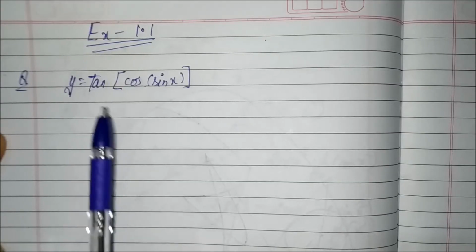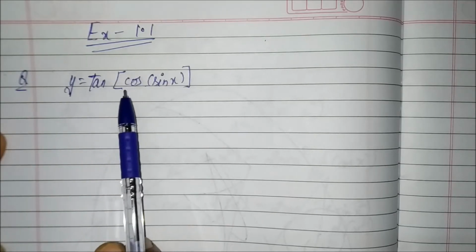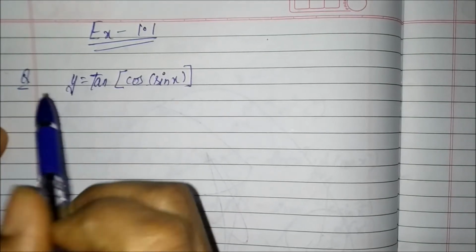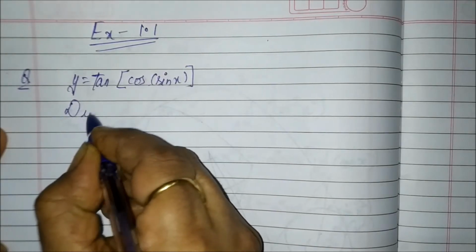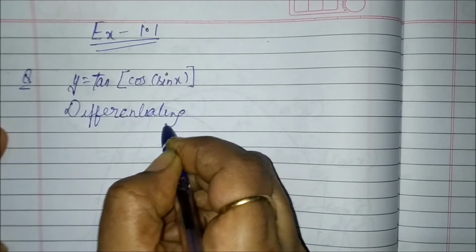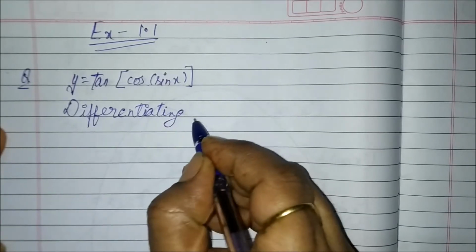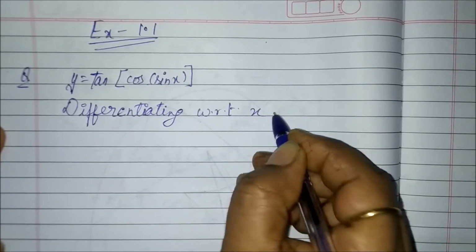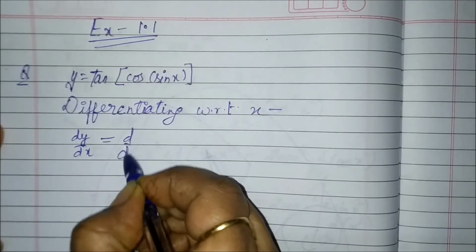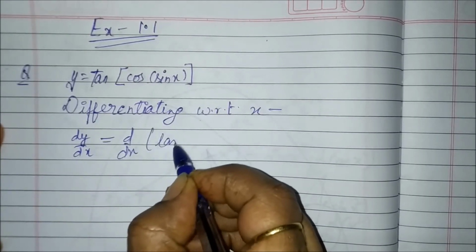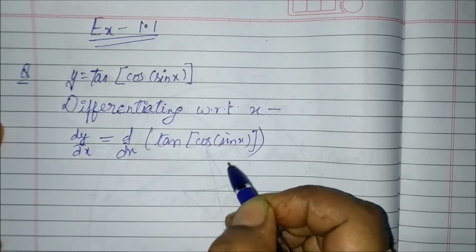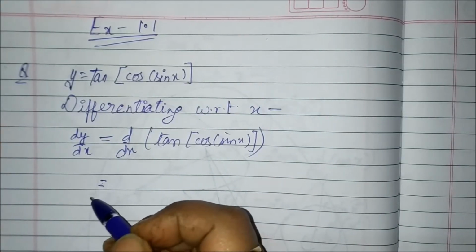The question is y is equal to tan of cos of sin x. Here we have to differentiate this. So, writing it as a composite function, in the first step we write, differentiating with respect to x, we get dy by dx is equal to d by dx of tan cos of sin x. Now we'll differentiate one by one.